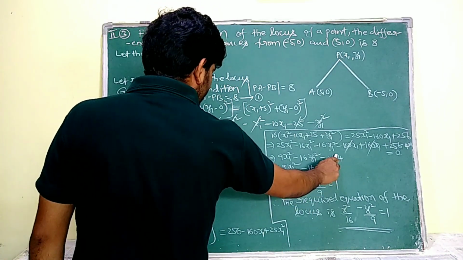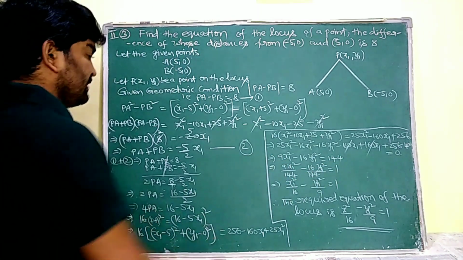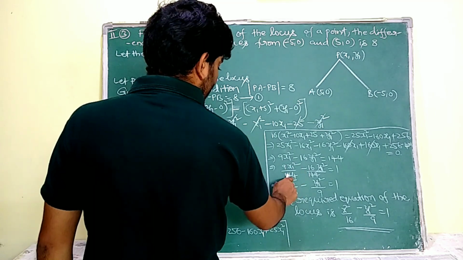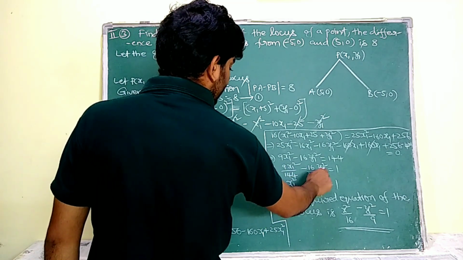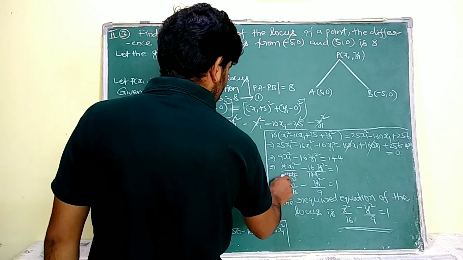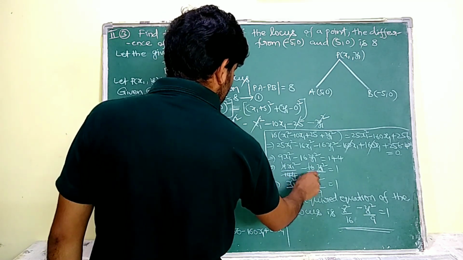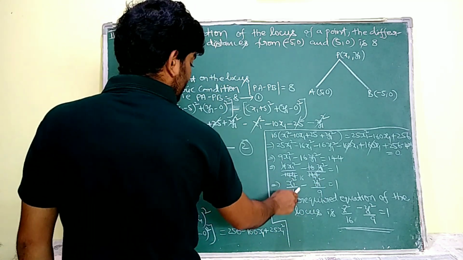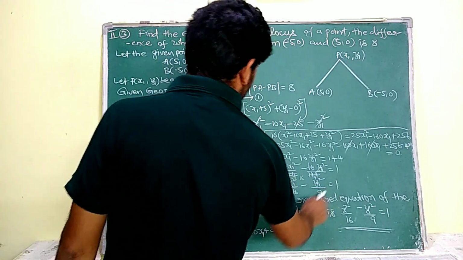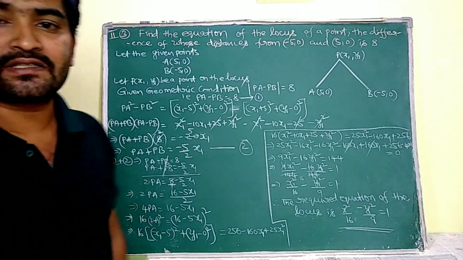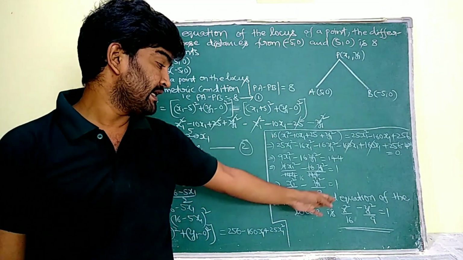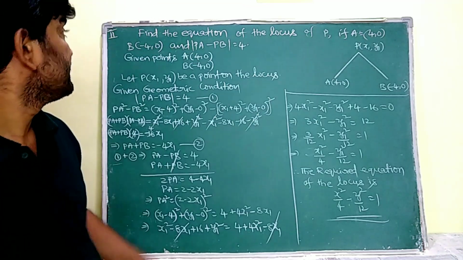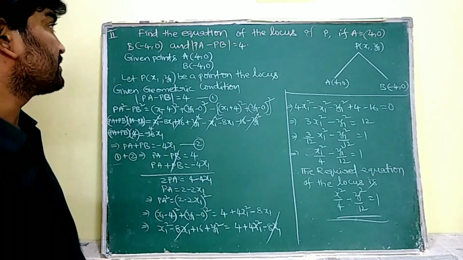Bring this 144 to the left hand side to divide each and every term. So 9x1 square by 144 minus 16 by 144 y1 square. Nine ones are 9, sixteens are 144; 16 ones are 16, nines are 144. So x1 square by 16 minus y1 square by 9 is equal to 1. This is our required equation of the locus, that is x square by 16 minus y square by 9 is equal to 1. See, this is the fourth question.